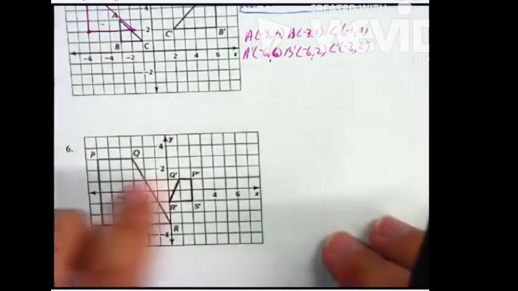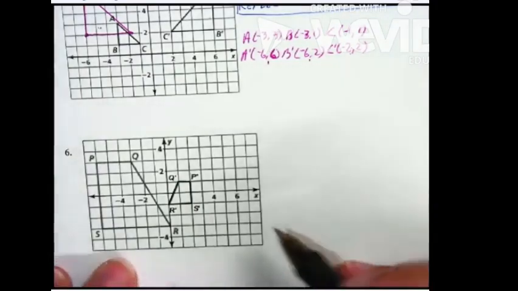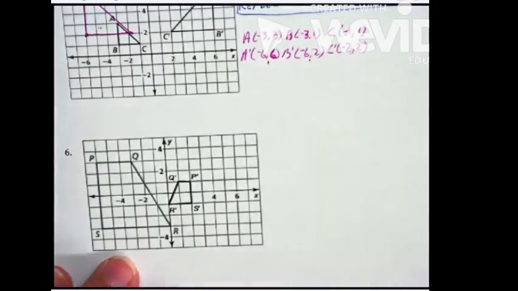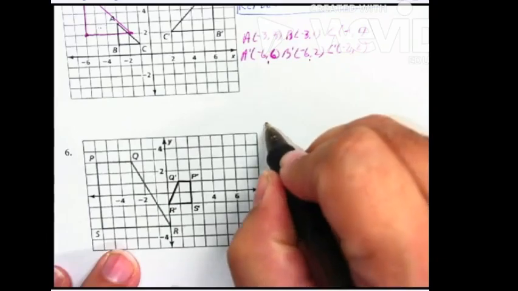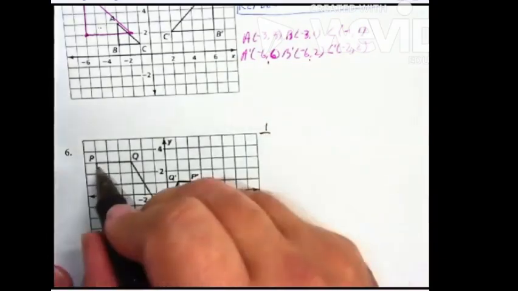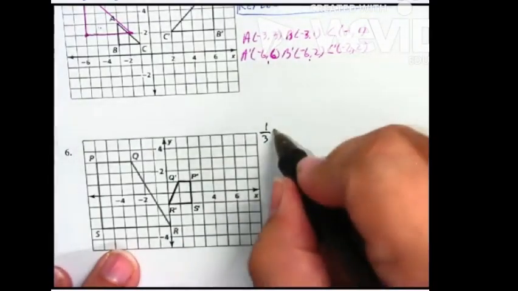So we're going from the big one to the little one. So the first thing we want to do is to dilate. We need to figure out our scale factor. I'm just going to pick a side. How about we go with segment P prime, Q prime? Right here, so that would be new, which is 1, over the old, which is 3. So there's our scale factor.